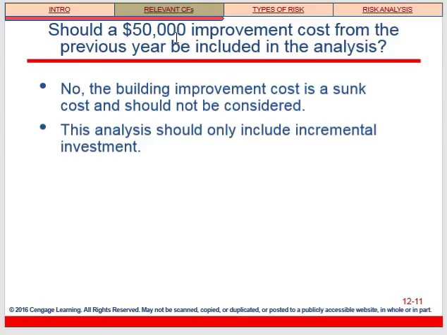Should a $50,000 improvement cost from the previous year be included in the analysis? The answer is no. It's not going to affect the current decision. It was made last year and it's a sunk cost, and it should not be considered. The decisions we are making today are going to impact the future, so we need to take into account future cash flows.